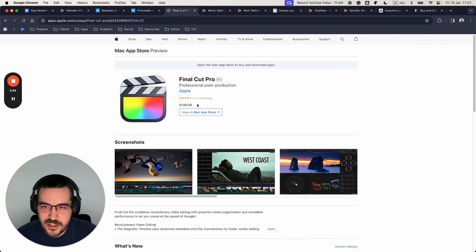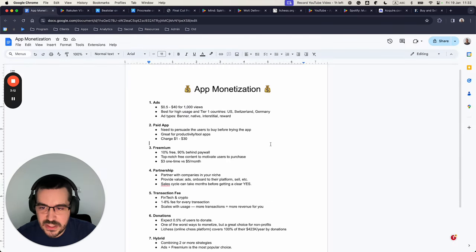And then there's this giant that's charging $300 just to download before even trying. It's a tool for video editing. And I guess it's worth it because there are a lot of downloads and ratings. So, yes, you can charge a lot more, but you also need to provide a lot more value. So, yeah, that's paid app.